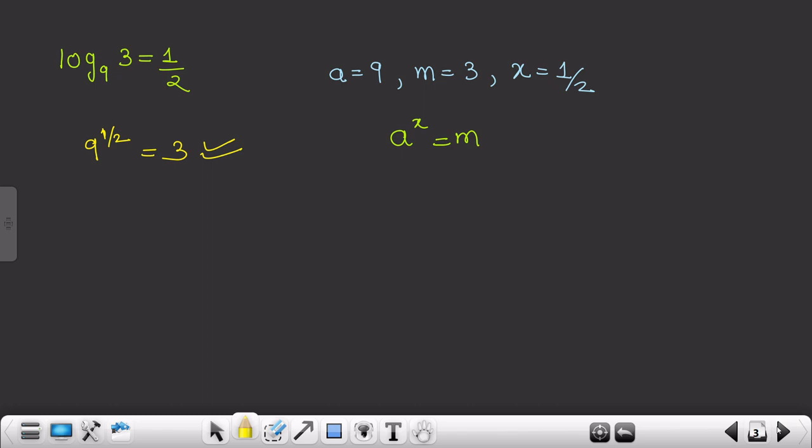Similarly, this was the second numerical: log 3 to the base 9, which is read in this way, is equal to half. Again we calculated the values of a, m and x, and based on the equation we wrote 9 raised to half is equal to 3. I really hope that you understood this video, and after it I'm also embedding one MCQ for you all, which will give you a clear-cut idea about this topic.